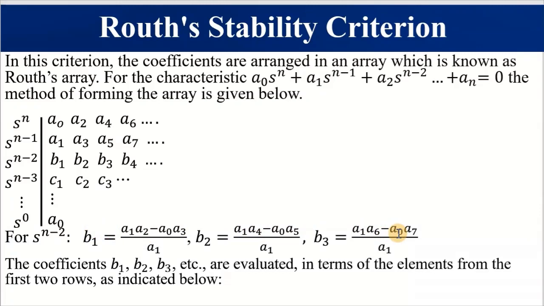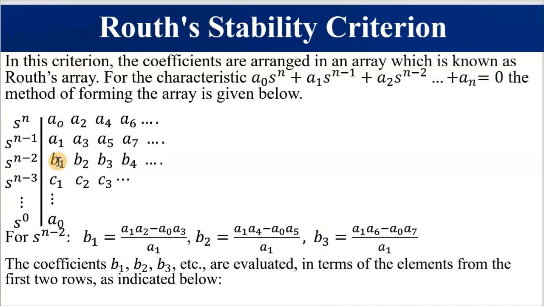So taking into consideration Hurwitz's criterion, this is our characteristic equation, equal to 0. Take note that S must be in decaying powers: n minus 1, n minus 2, n minus 3, etc. These are the coefficients for even, A0, A2, A4, A6, and these are the coefficients for odd, which are A1, A3, A5, etc.